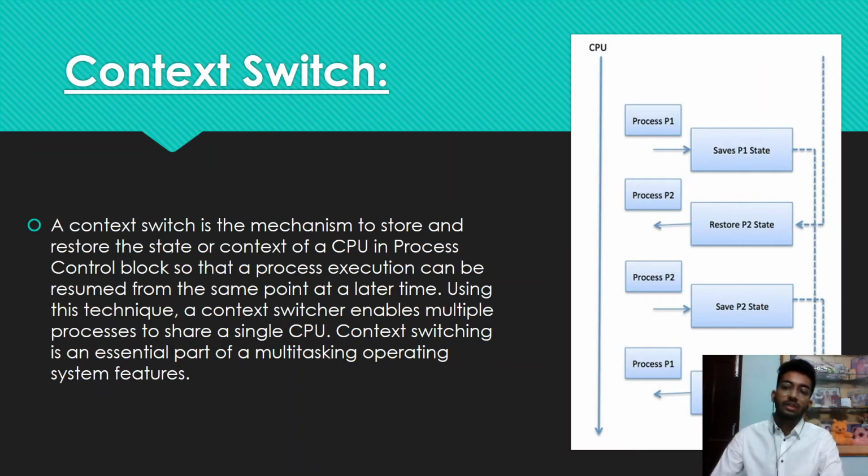You can see that when process P1 exits the CPU, its state is saved in its PCB. Then P2 is loaded, so its PCB has to be loaded into the CPU so that its execution can be resumed from where it left. Then P2 leaves the CPU, so its state has to be saved, and then P1 is loaded again, so its PCB will be loaded and its execution will start from the same point where it left off.